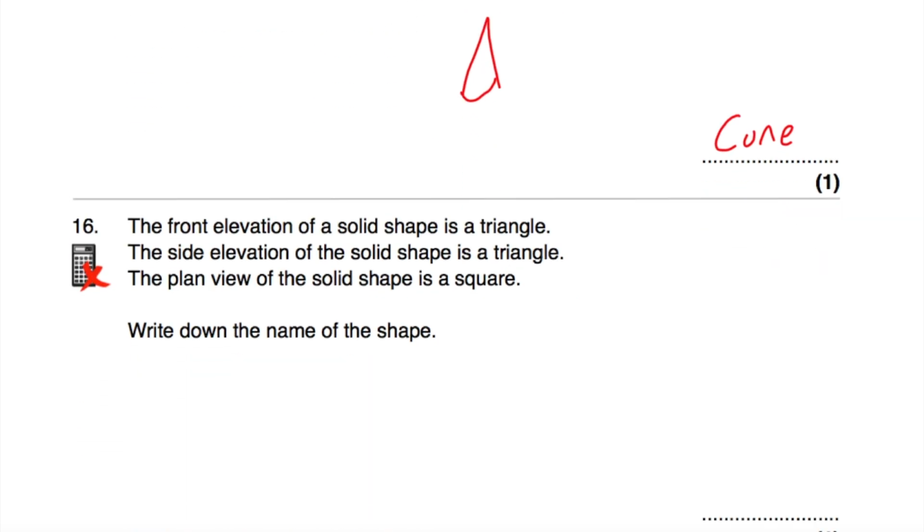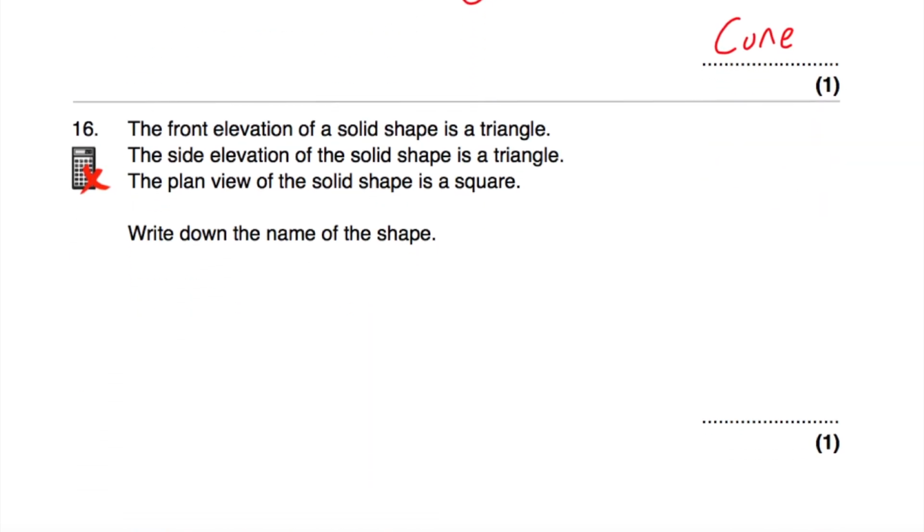And then finally, question number 16 says we've got this shape. The front elevation of the shape is a triangle. The side elevation is a triangle. And the plan view, if you look down on it, is a square. Name the shape. That's going to be a square-based pyramid. Because if you've got a square-based pyramid, if you look at that from the front, you've got a triangle. From the side, a triangle. And if you look at it down from the top, it's going to be a square. So it's a square-based pyramid. And that's it.